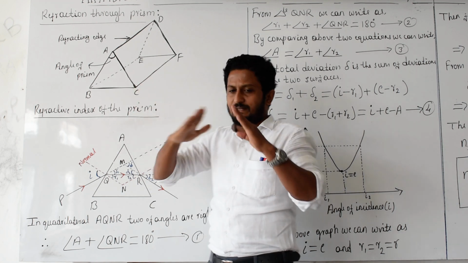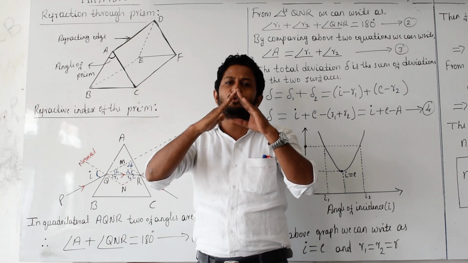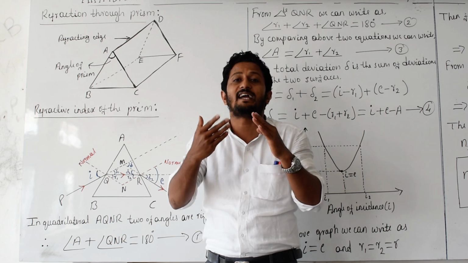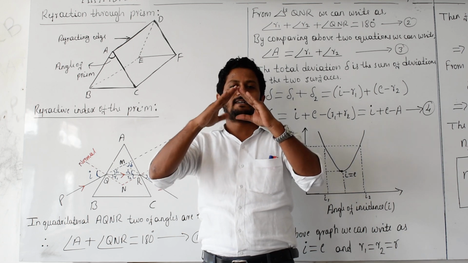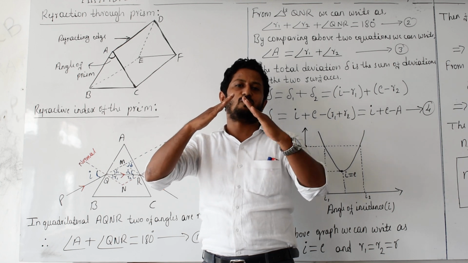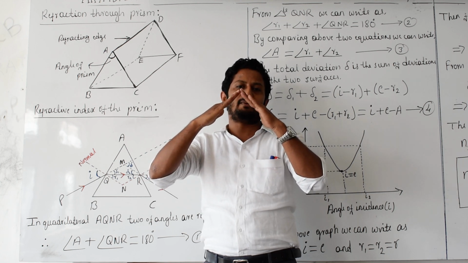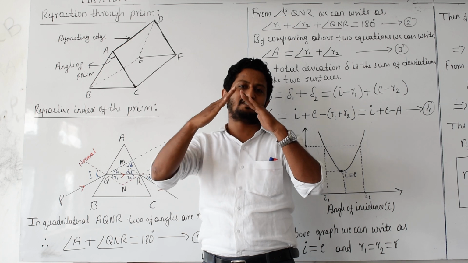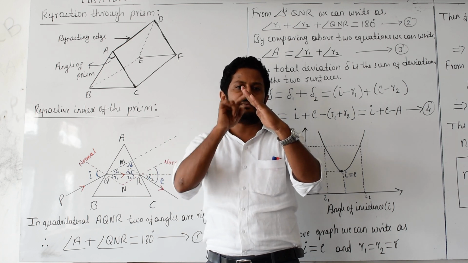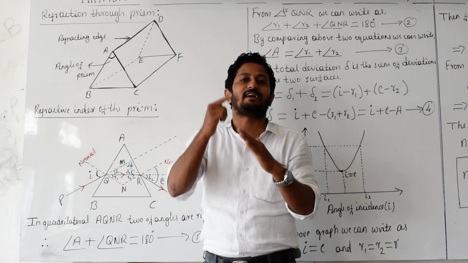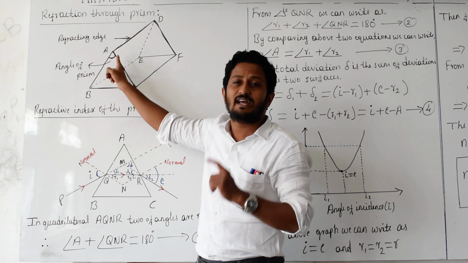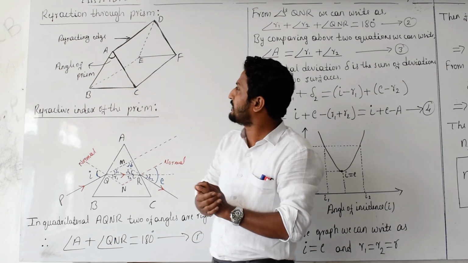See, the angle between two rectangular refracting surfaces is called the angle of the prism. Here is one rectangular surface and here is one more. This is the first rectangular surface, this is the second. The angle between them is called the angle of the prism. This A is the angle of the prism.